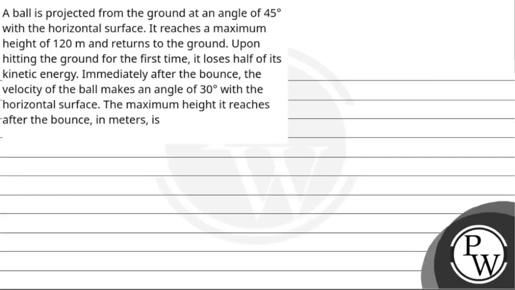Hello बच्चों, this question reads as: a ball is projected from ground at an angle of 45 degrees with the horizontal surface. It reaches maximum height of 120 meter and returns to the ground. Upon hitting the ground for the first time, it loses half of its kinetic energy. Immediately after the bounce, the velocity of the ball makes an angle of 30 degrees with the horizontal surface. The maximum height it reaches after the bounce in meters is.